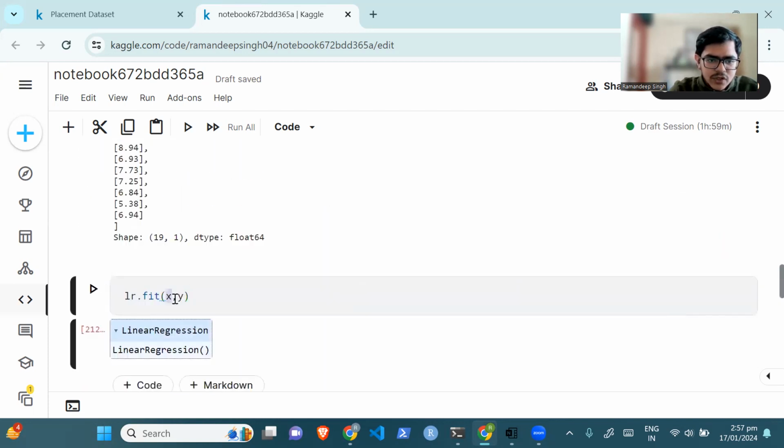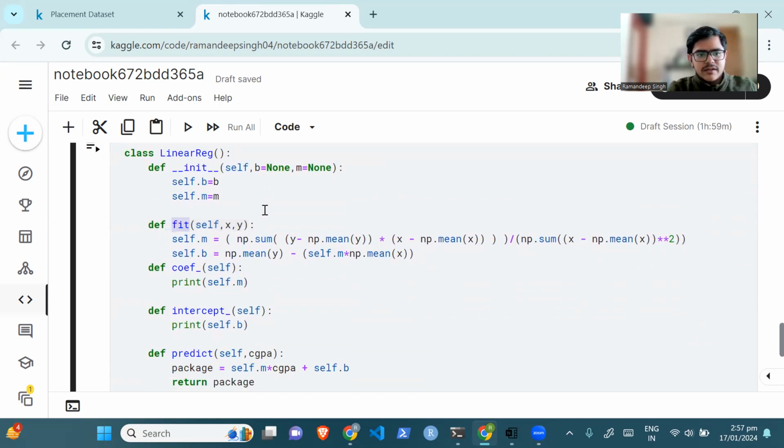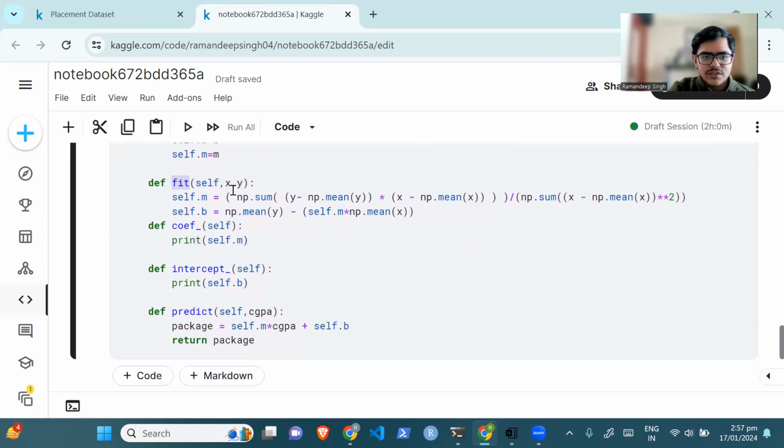One is my input column and one is my output column. Okay, so I have replicated that here. When I am fitting something in my model, I will pass two things, x and y, that is input and output. Now our goal is to calculate the value of m and b, which will help me predict my output for any input CGPA, and it will be based on two things, m and b.